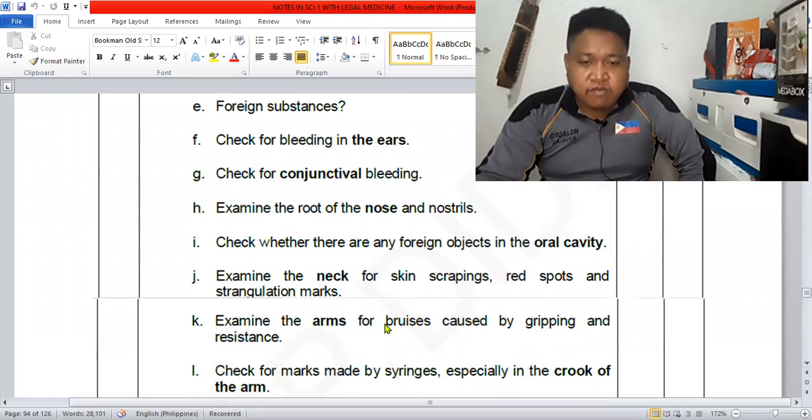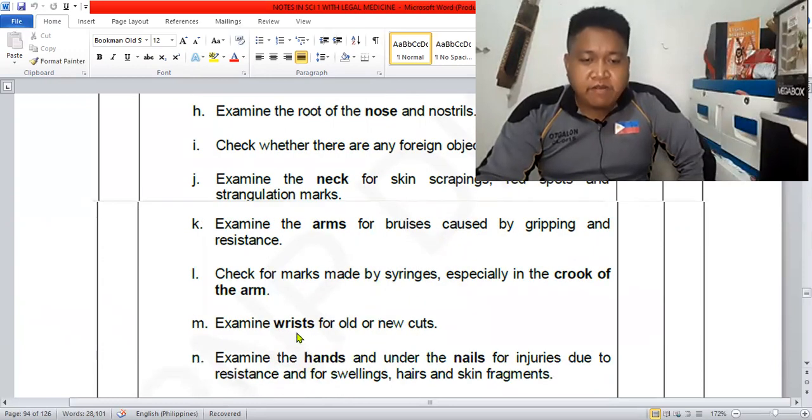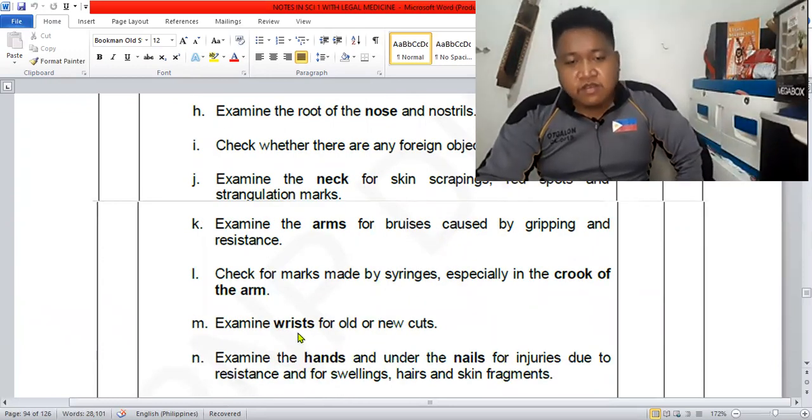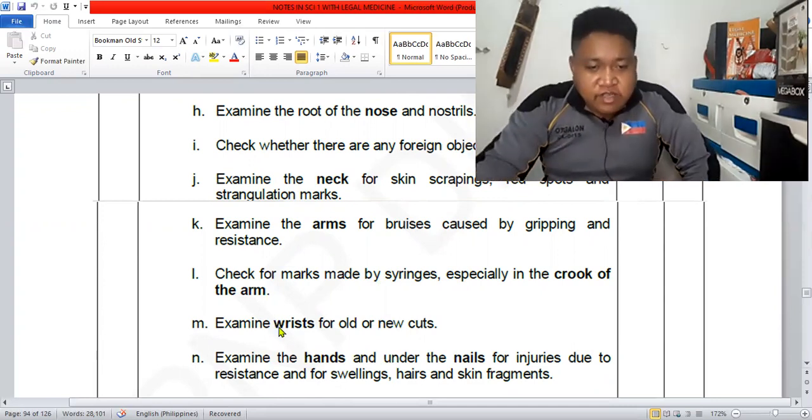Examine the arms for bruises caused by gripping and resistance. Check for marks made by syringe. Baka may na-inject, especially in the crook of the arm. Then examine the wrist. Yan. Especially dito. Yan, ini-inject dyan. Examine the wrist for old or new cuts.